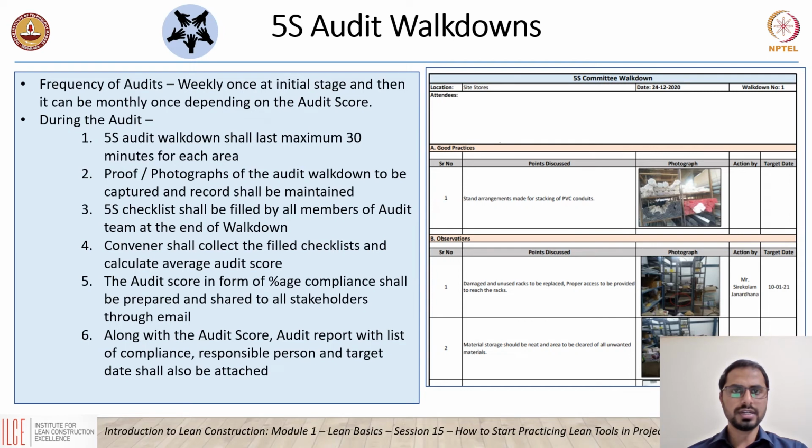During the walkdown, there are several points to be kept in mind. The walkdown should not last more than 30 minutes. It has to be quick, wherein all areas are also considered. Then photographs are to be taken for proof, and the checklist filled by each and every member of the audit team should be collected. The average percentage score should be calculated by the lean champion or the 5S champion. The audit score, audit report, and the compliances should be circulated through mail to all the stakeholders.